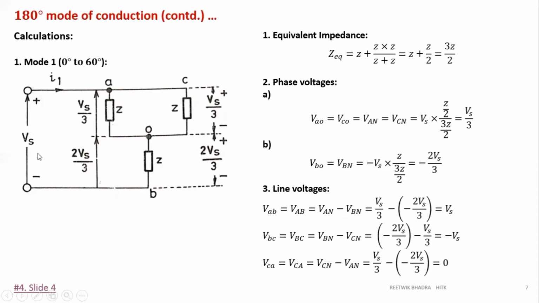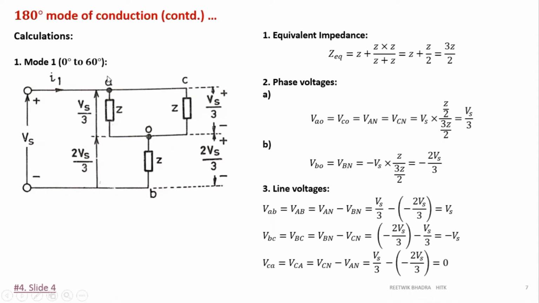Now total voltage is how much? Vs. So if I find the equivalent impedance over here, all this is a balanced load we are considering. So Z equivalent, these two in parallel, so Z into Z by Z plus Z, and that comes in series with Z. So that gives you 3Z by 2. Now this element over here, Z and Z in parallel gives you Z by 2, and this Z comes in series. So I can apply the voltage divider rule. So what is the voltage divider rule? Total voltage into same impedance by total impedance.